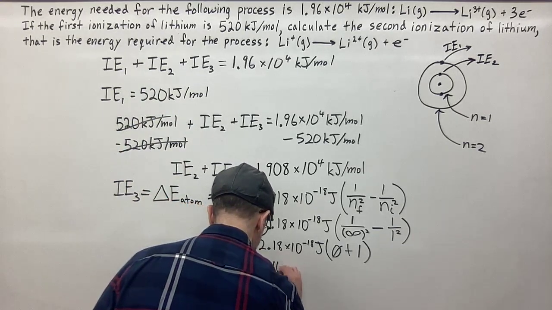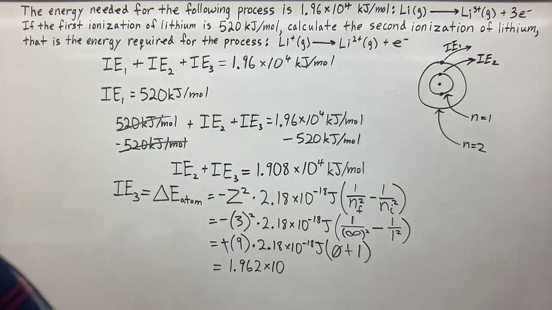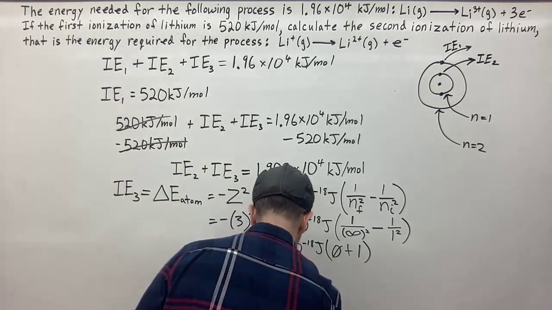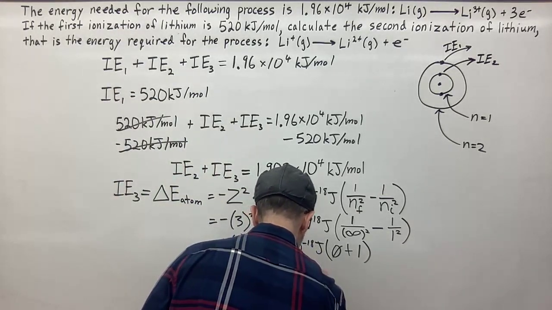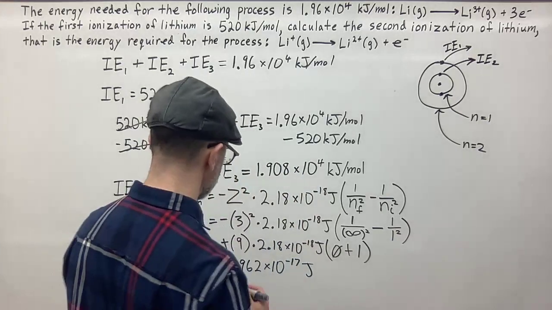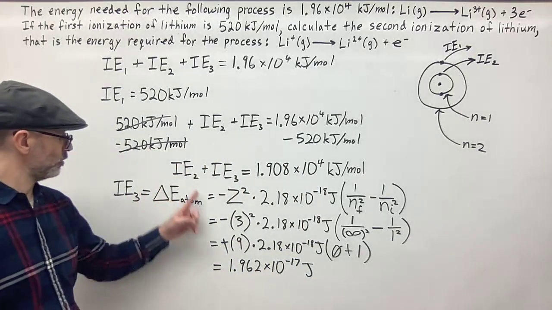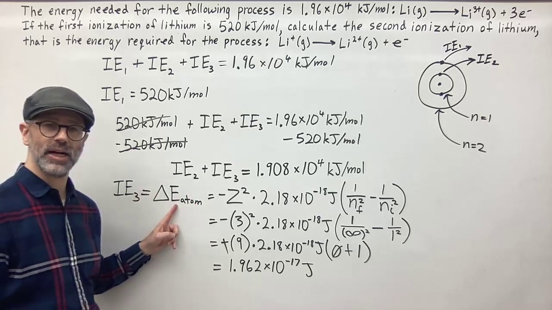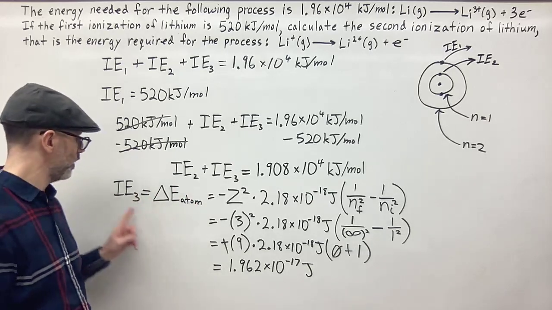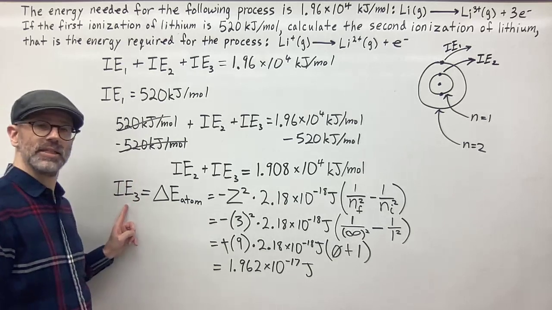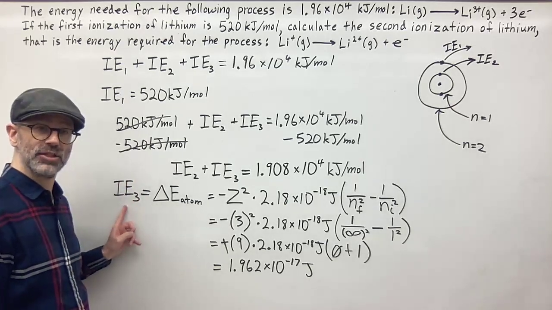1.962 times 10 to the negative 17 joules. Okay, so I've now calculated my delta E of the atom. This is the change in energy of the atom, and that is equal to the third ionization energy.